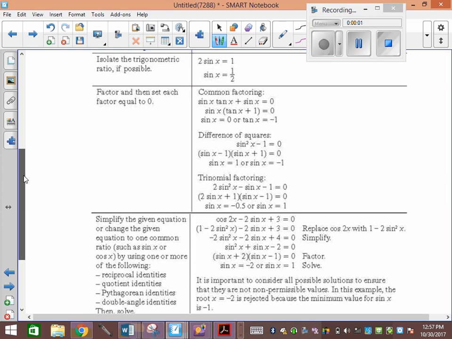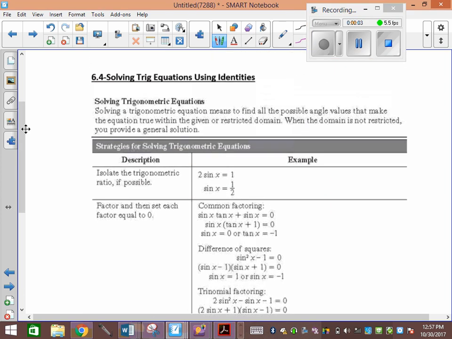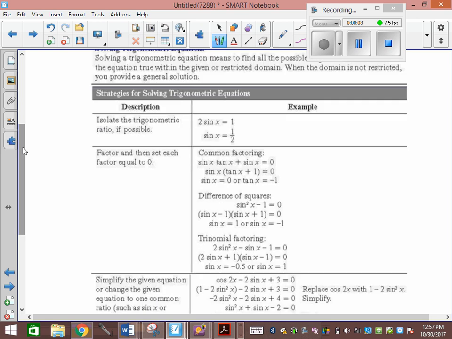This is the lesson on 6.4, solving trig equations using identities. So we did this one first, right here: 2 sine x equals 1. We divided by 2, and then we solved it out.